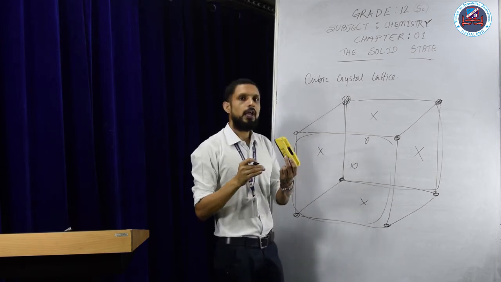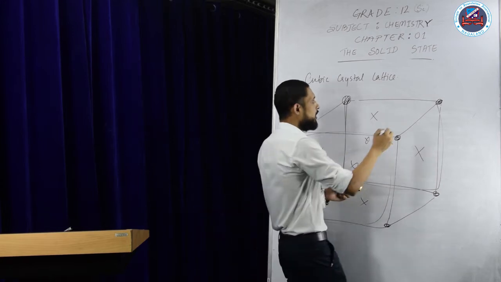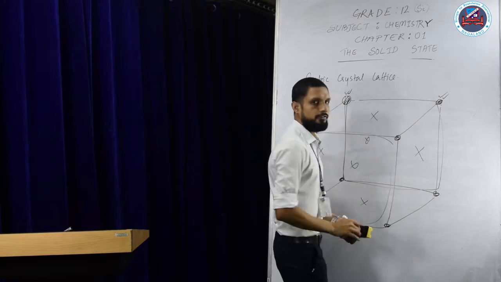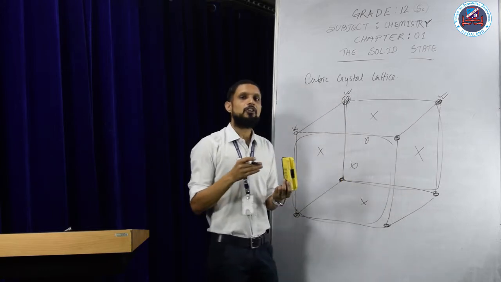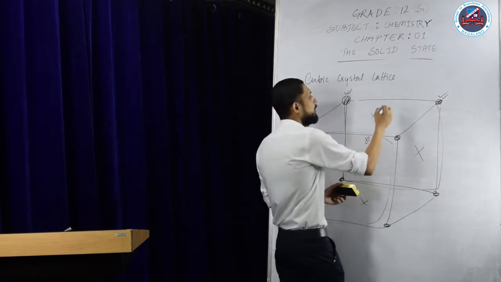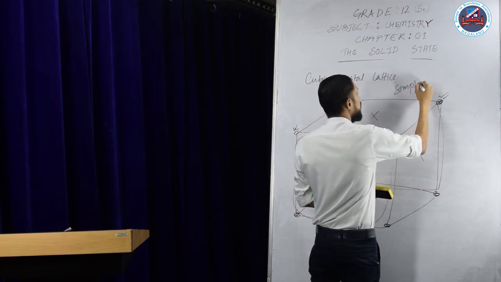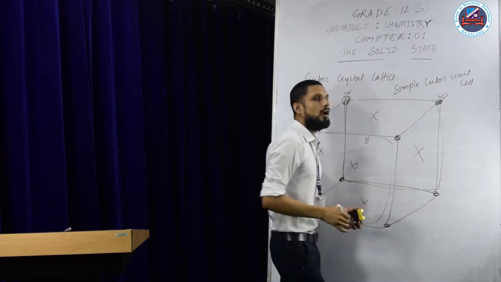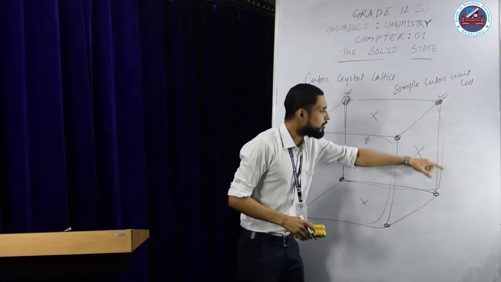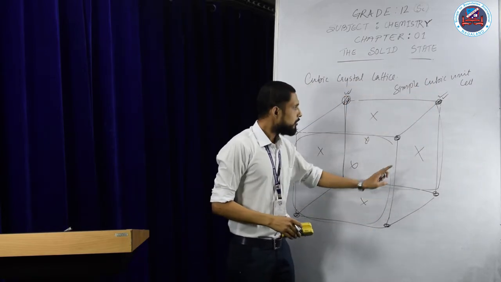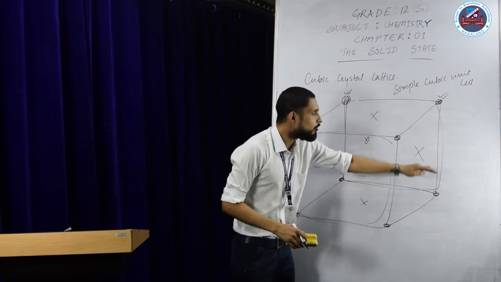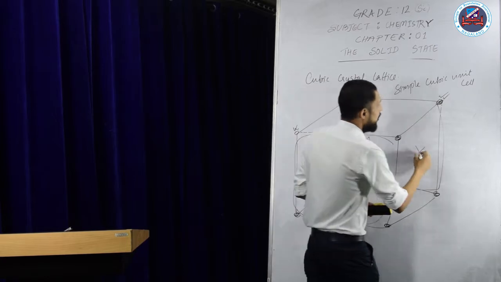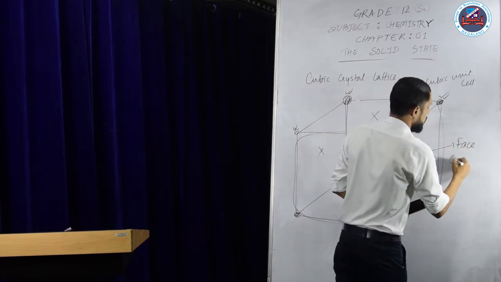Now if the atoms are present only at the corners, that means 8 corners are there, so if the atoms are only present at the corners, it is known as simple cubic unit cell. If the atoms are present at the corners and faces, that means in addition to corners, the atoms will also be present at the faces, it is known as face-centered cubic unit cell.